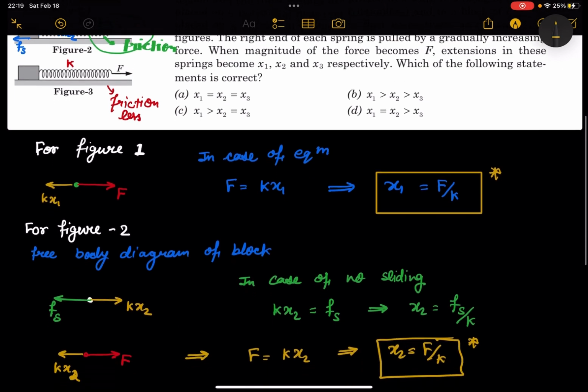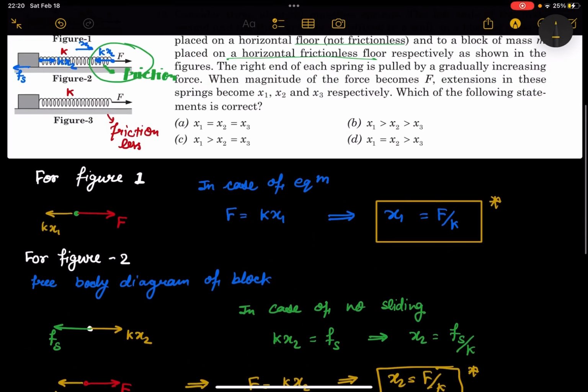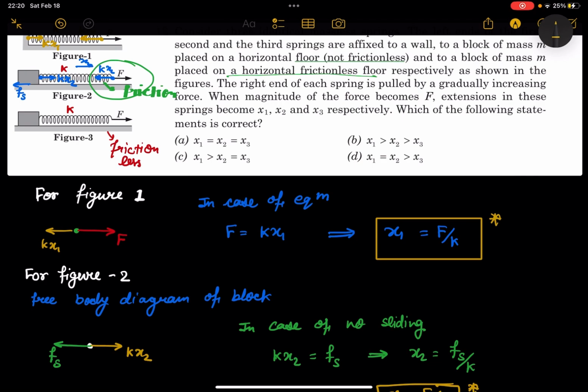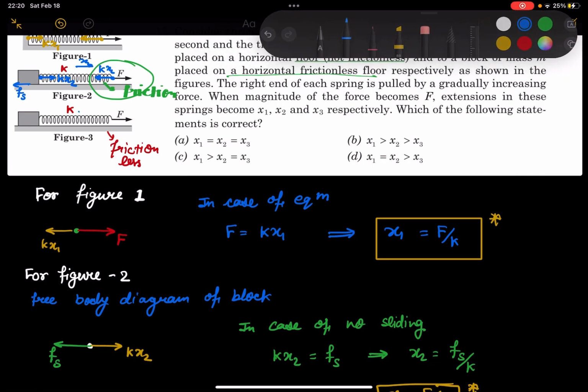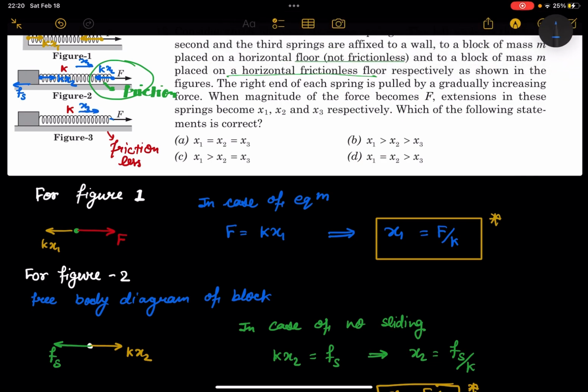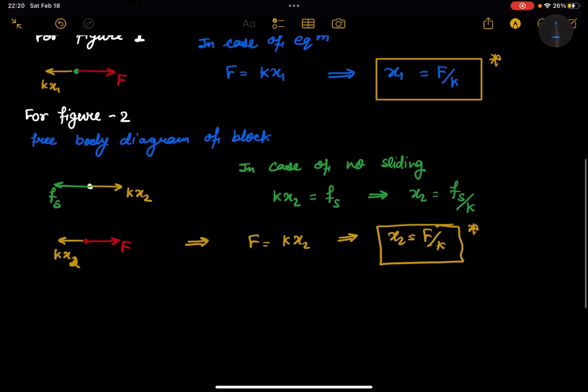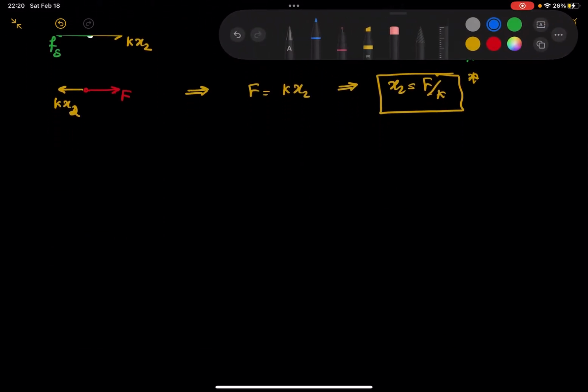Now what is happening in the frictionless case? Suppose in this case x3 is the extension. Because of this, on this side a force kx3 is acting, and on this side also kx3 is acting. Since there is no opposing force, this block starts to accelerate. So for better understanding, let us see the free body diagram of this block.